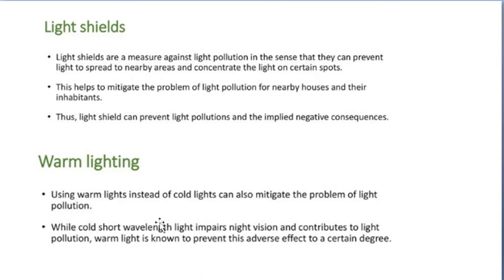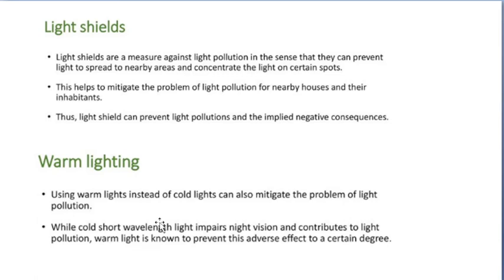So light shields are a measure against light pollution in the sense that they can prevent light from spreading to nearby areas and concentrate the light on certain spots. Okay, so this helps to mitigate the problem of light pollution for nearby houses and their inhabitants. So light shield can prevent light pollution and the implied negative consequences. This is light shield.